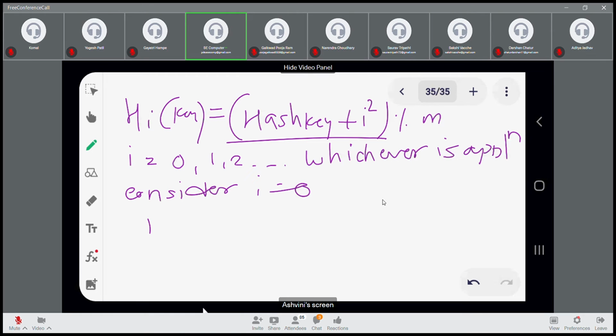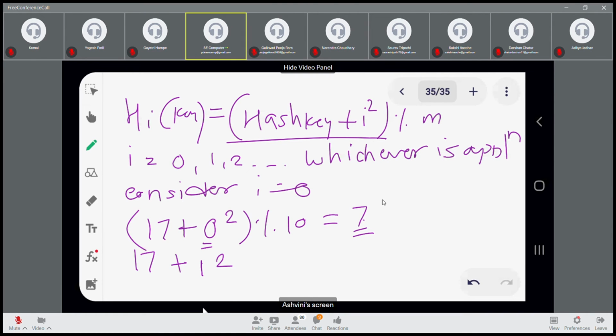It is 17. So 17 plus I square. I square means 0 square, 0 square mod 10. So 0 square means 0. 17 mod 10 is equal to 7. But this place is already occupied by 7. Okay. So we cannot place at index 0. Okay. So next, let's take the next value of I, which is 1.